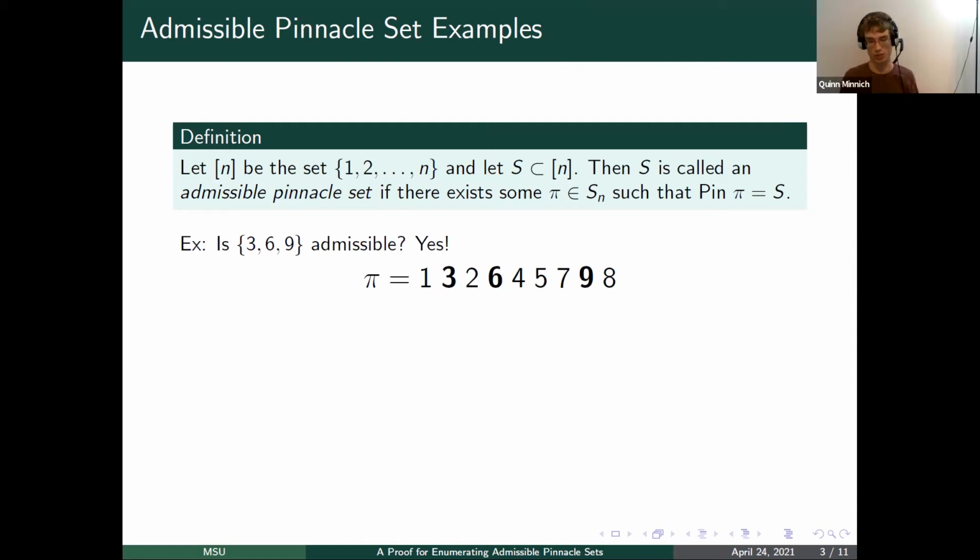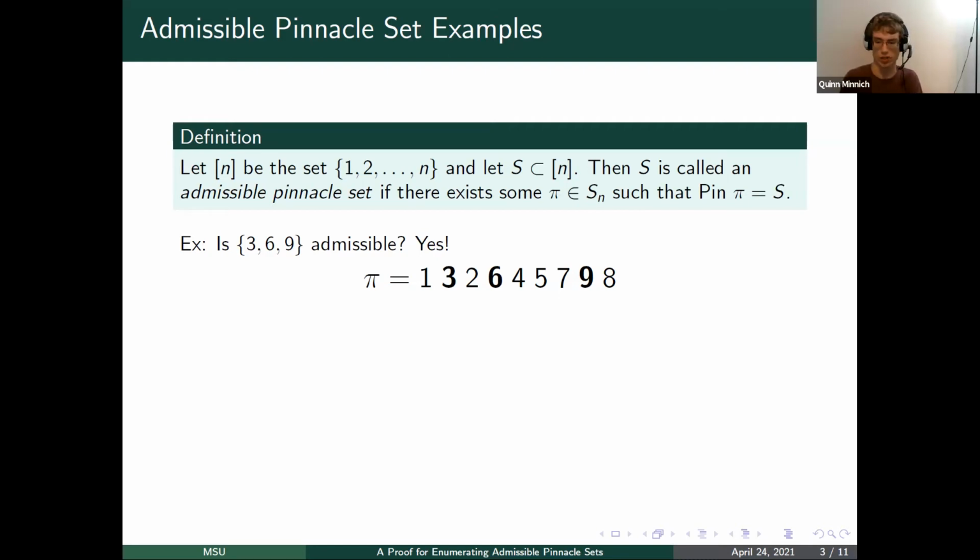If we were to swap the 6 and the 4, the 6 would be further to the right in the permutation. This notion of making sure that all the pinnacles are as far right in the permutation as possible will come up later. But for now, the important thing to know is that for a given pinnacle set, there could be many permutations that have that as the pinnacle set.